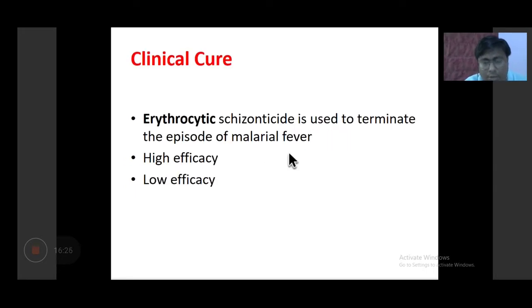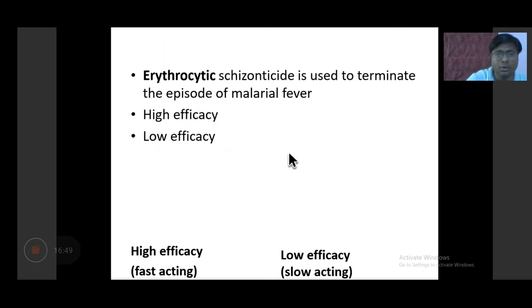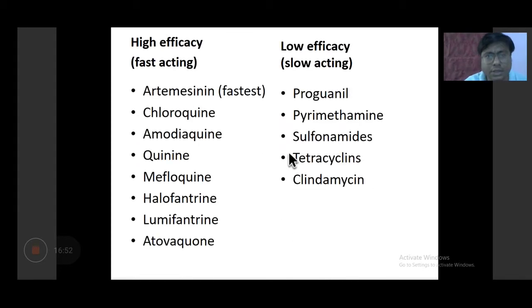So in clinical cure, we give erythrocytic schizonticides, which are used to terminate the episode of malaria fever. They are classified into high efficacy and low efficacy. So classification is going on right now. So far, you know the gametocides like Primaquine. Then you already know the tissue schizonticides, that is Primaquine, Proguanil, and Doxycycline. Now we are talking about erythrocytic schizonticides. High efficacious and fast acting means this group of drugs.